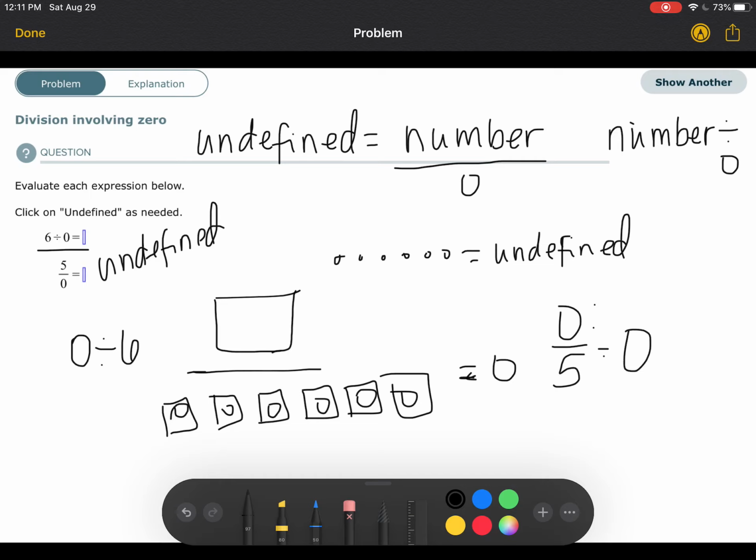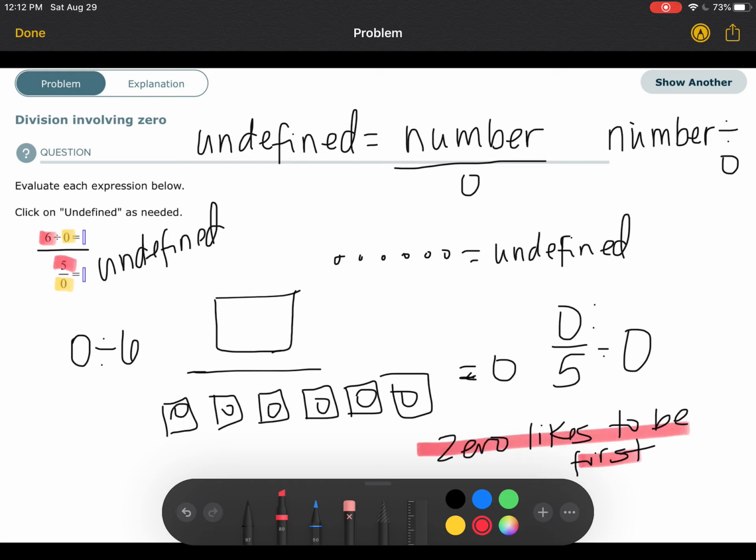So one of the ways that I like to remember this is that 0 likes to be first. So in this instance, 0 is last and not first. So if it was in the first position, that would make this right here and right there. So if you flip this and it's 0 likes to be first, 0 would be in this first position on the top of the fraction or the first number there. If not, it is undefined.